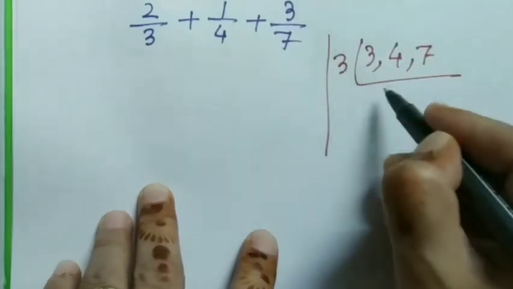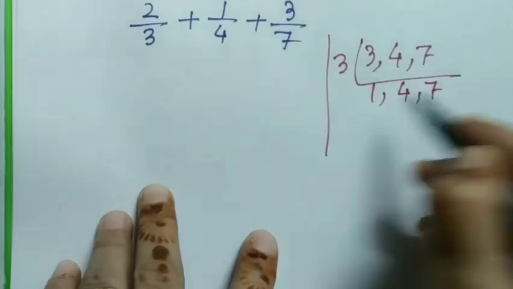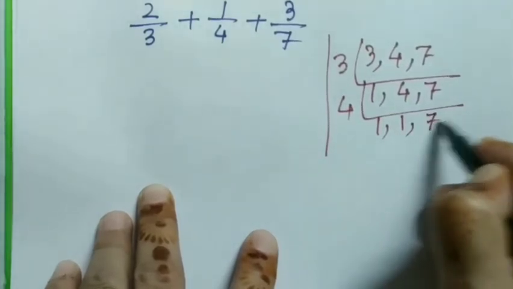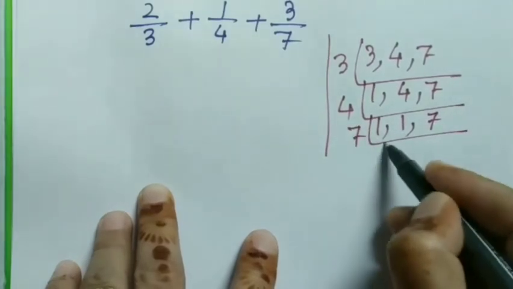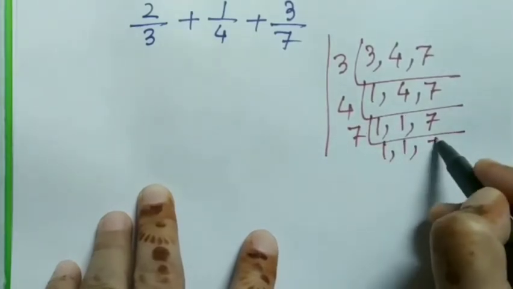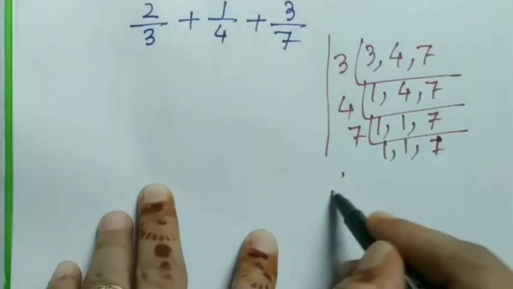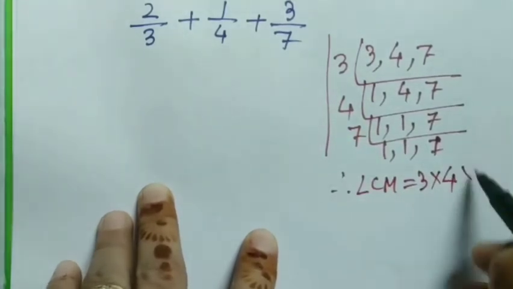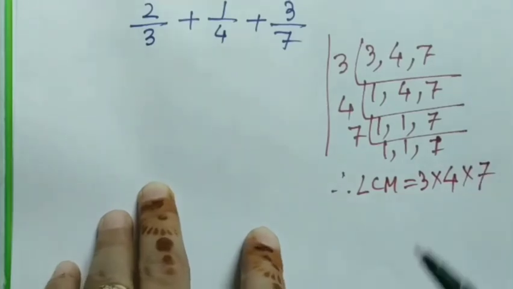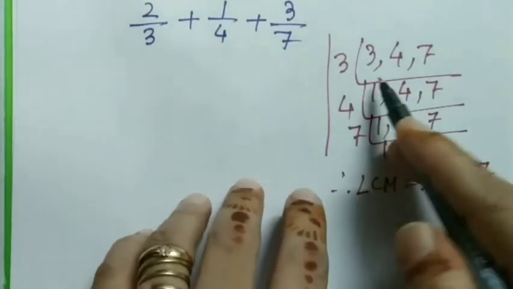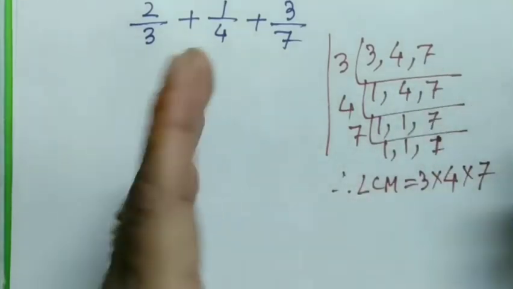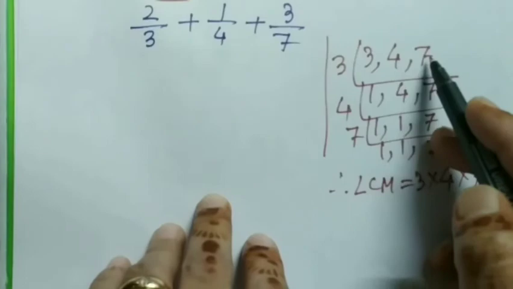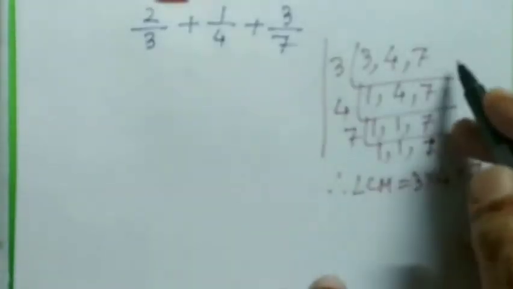First I am dividing by 3, 3 ones are 3, 4 7 will remain the same. Now I am dividing by 1, 4 ones are 4, so now I am dividing by 7, 7 ones are 7. Therefore LCM is equal to 3 into 4 into 7. As there is no common factor, LCM is the product of the numbers 3, 4 and 7. Apart from 1, there is no common factor.